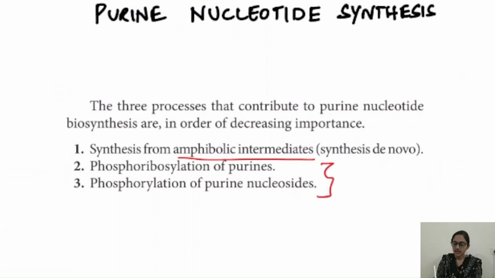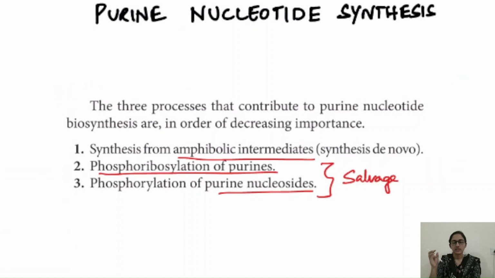Now the other two ways are the salvage pathway. After degradation of your nucleic acids, the broken products will get utilized. In which case, with the free purine, if you are going to add a sugar and a phosphate, that is nothing but phosphoribosylation of purines. Now to a purine nucleoside, which has a purine and a sugar, if you are phosphorylating it, that is going to be phosphorylation of purine nucleosides.